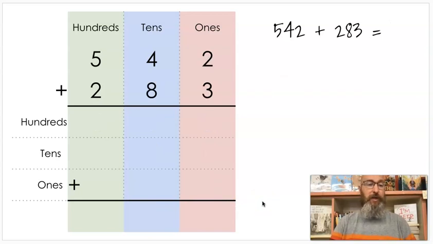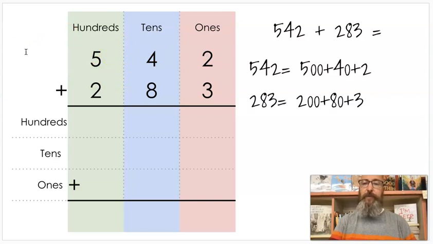Let's do another one. 542 plus 283. This will be the last one we do with our green, blue, and red guide here. Of course, I'm breaking my, undo my expanded notation. We are going to have to regroup again for this one. So I'm going to add first my hundreds. 500 plus 200 makes 700. Because I have 5 and 2 is 7. That's 7 in the hundreds. That's 700.